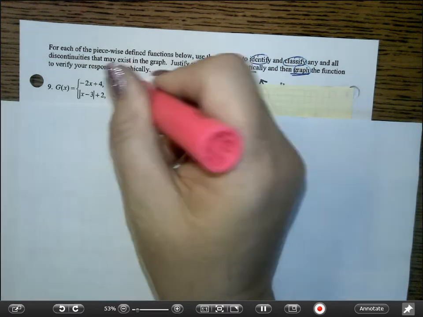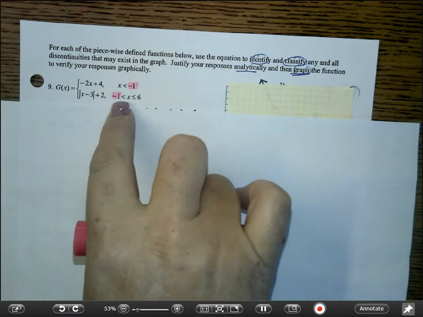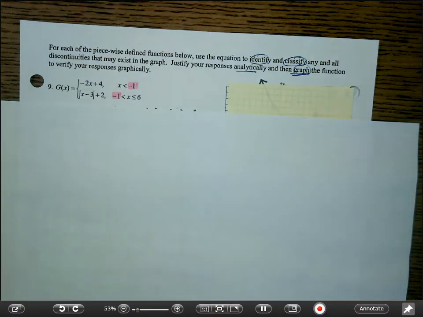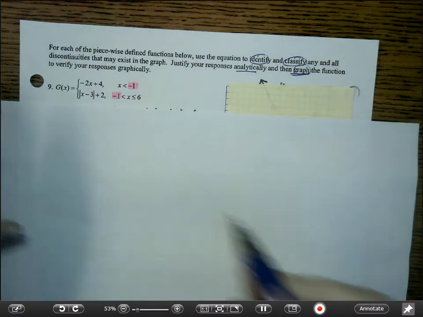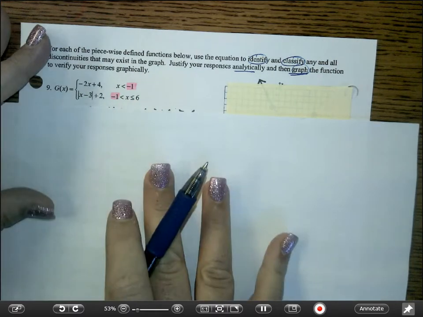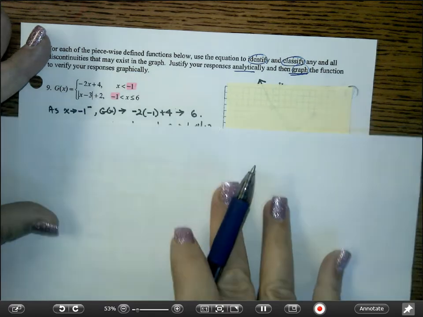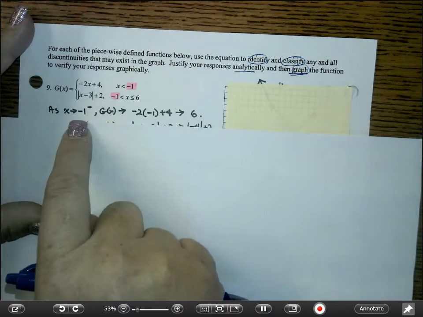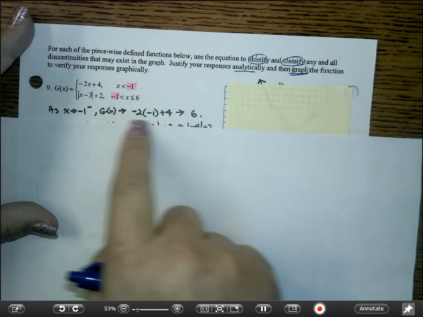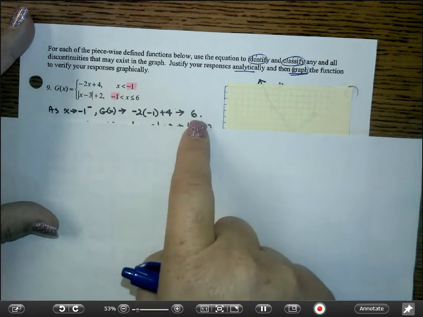This says that x is less than -1, and this says, hey, this is picking back up on the other side of -1. So what we need to do is plug in -1 and check out the y value. So this is the left side of -1. So as x approaches -1 from the left, g of x, and I'm just literally plugging in -1 into the function, and I get 6.